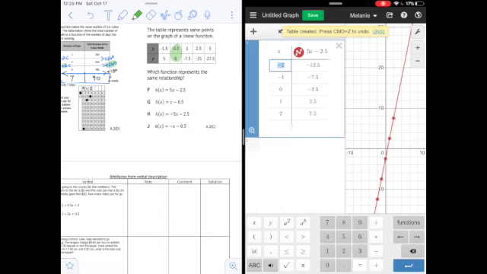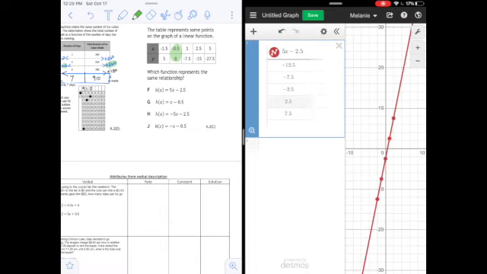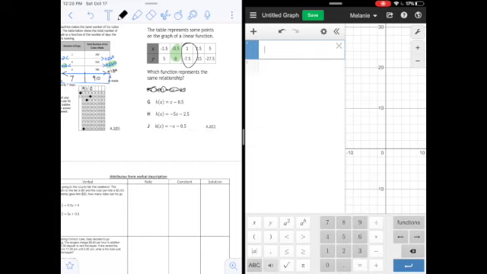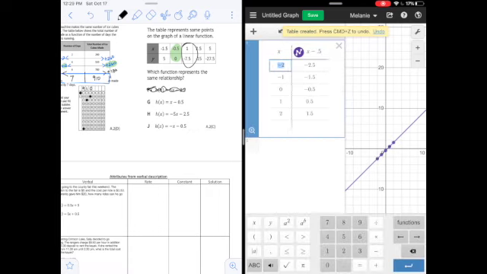Okay, so let's take a look. Our x is 1 and it gave us 2.5. But if you look at your table over here, that's not true. So we know it's not going to be our f. So let's get rid of that one. Okay, then we have our x minus 0.5. Oh, we got to put our y equals, sorry. Y equals. There we go. Let's make it a table.